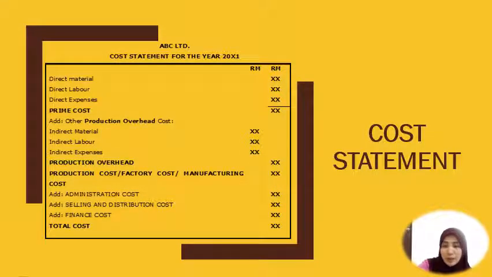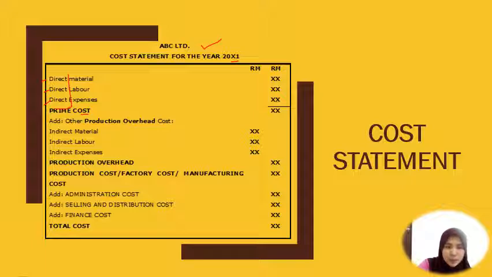Okay, so this one is the format of the cost statement. You can refer to the format in your module. In the format of the cost statement, the first thing you must write is the title of the company, the title of the statement, and the year ended. Then we start with the direct materials, direct labor and also direct expenses, so you can find out the prime cost. Prime cost is actually all the direct cost.